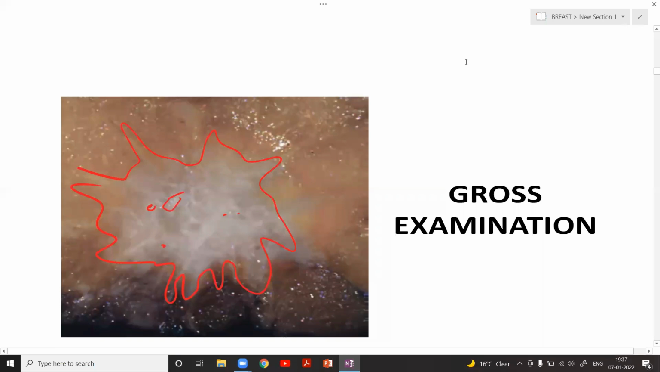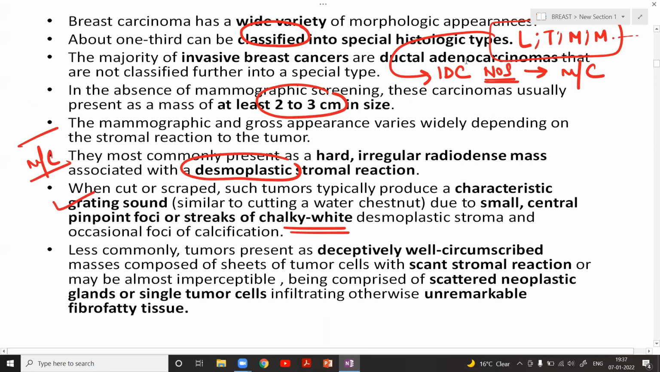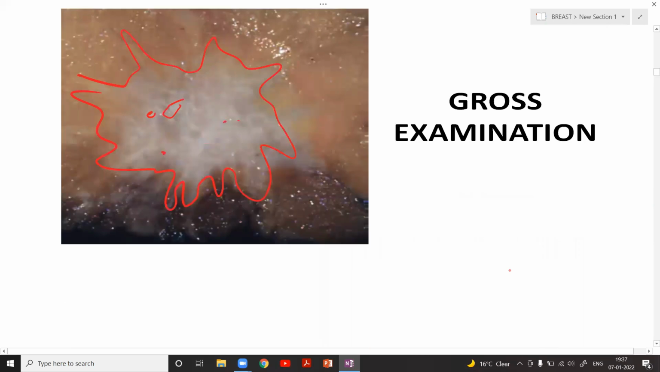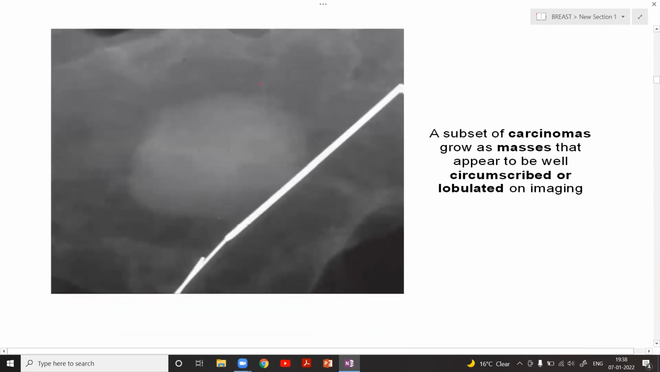But as I told you, breast carcinomas are heterogeneous in nature. So if they are heterogeneous in nature, then sometimes they can be deceptively well circumscribed also. Okay, and there might be very little stromal reaction. In such a situation, we might mistake it for a benign tumor. So let us see this diagram. Can you appreciate? This is another radiological picture. And over here in the radiological picture, what do we see? We see a very well circumscribed mass over here.